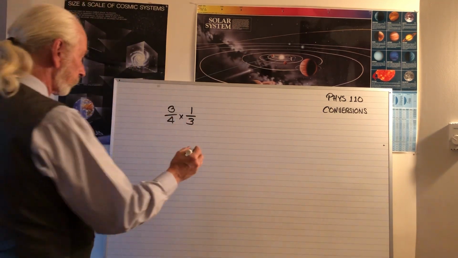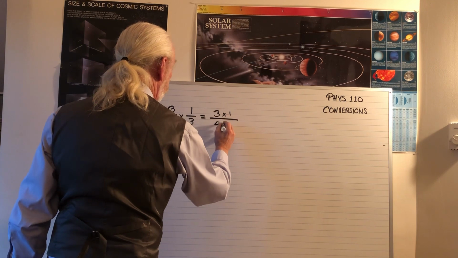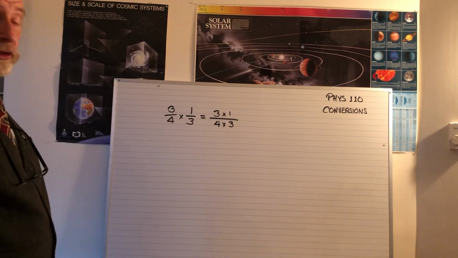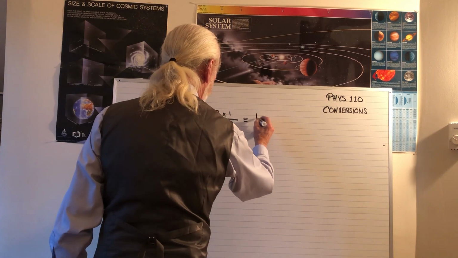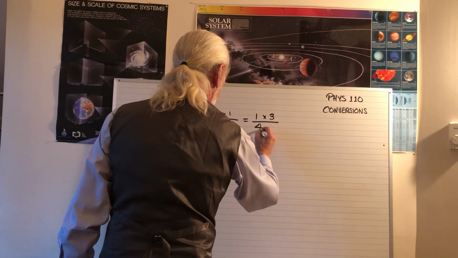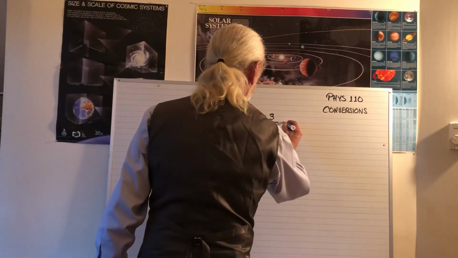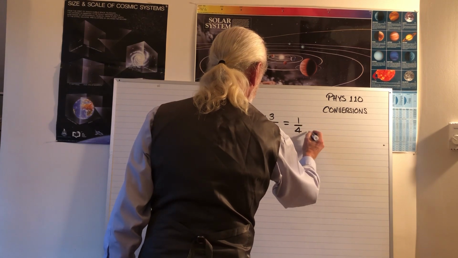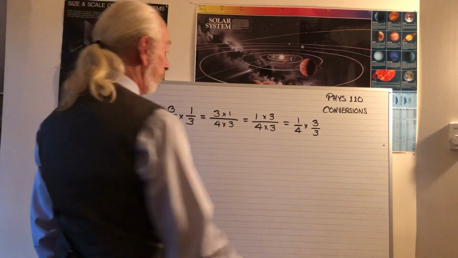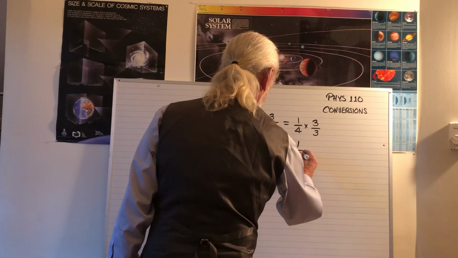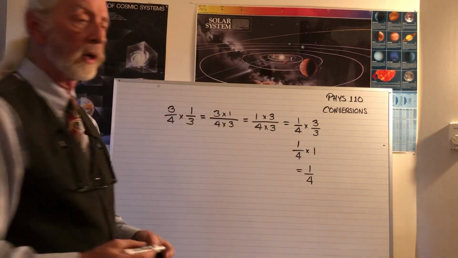So how about I rewrite it this way? Pretty much the same thing. So on top, I got 3 times 1. Why can't I do this? Instead of 3 times 1, I'm going to go 1 times 3 over 4 times 3. Okay. Which I can instead rewrite like this. About that. Well, what's 3 over 3? That's what's going on here.